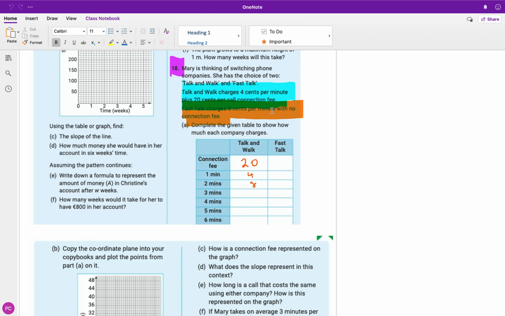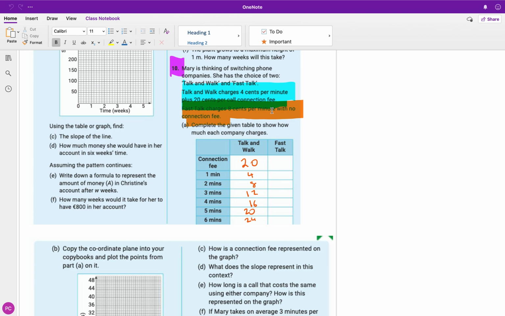Okay, so 4 cents per minute is going to be 16 cents. Nope, not 16. 4, 8, 12, 16, 20, and 24 cents a minute. Okay, so that's Talk and Walk.